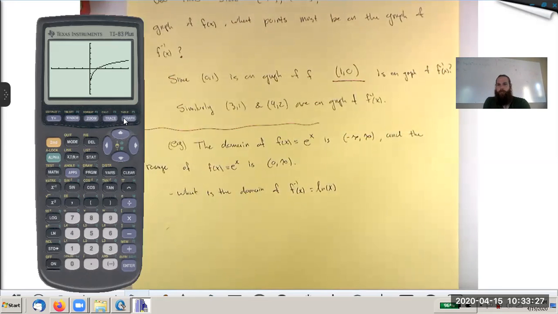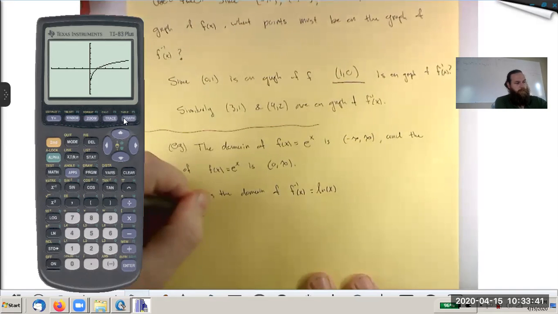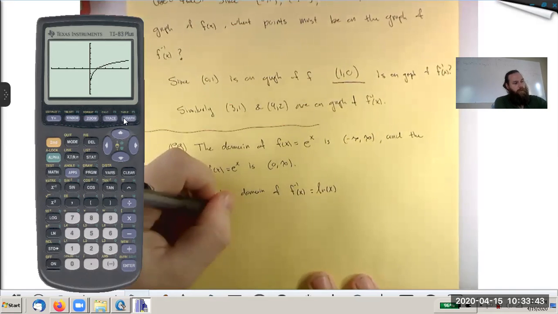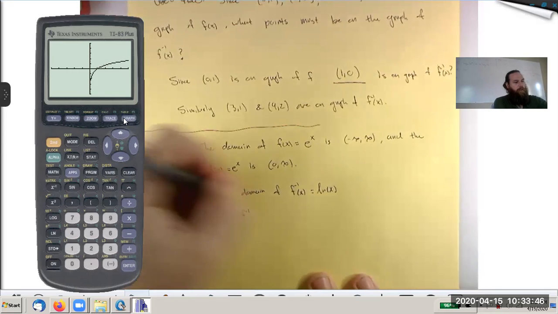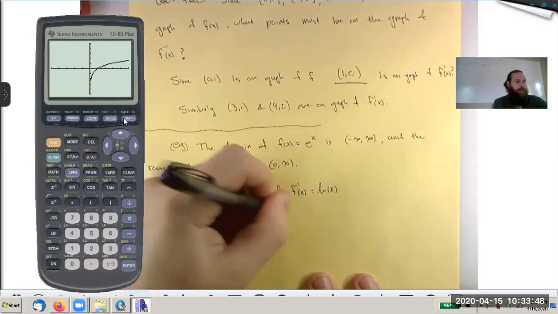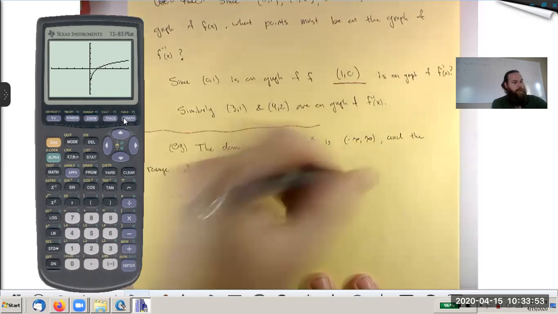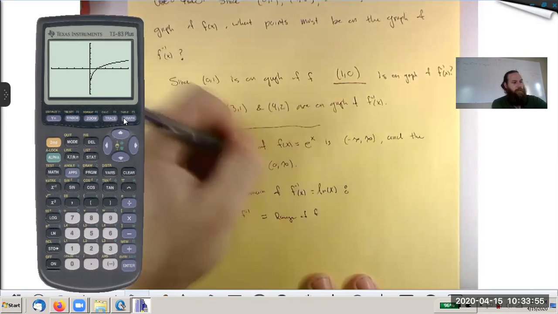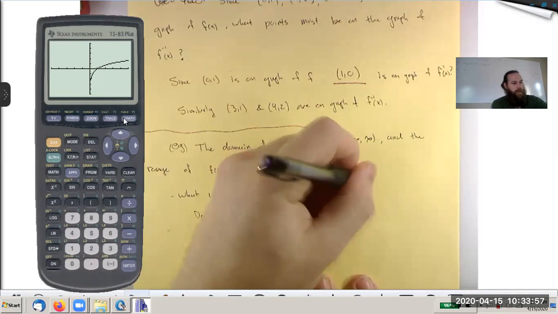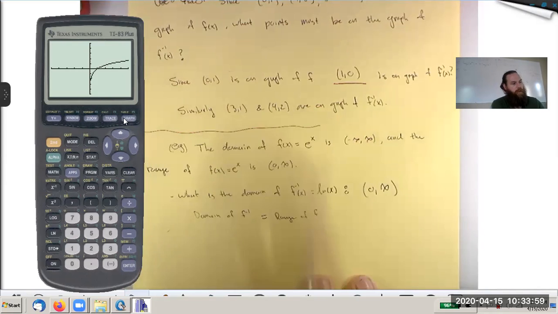What do we think? So would the domain be 0 to infinity? Good. Yeah, the domain of f inverse is the same as the range of f. So the domain of this function is the same as the range of f, which is the open interval 0 to infinity.